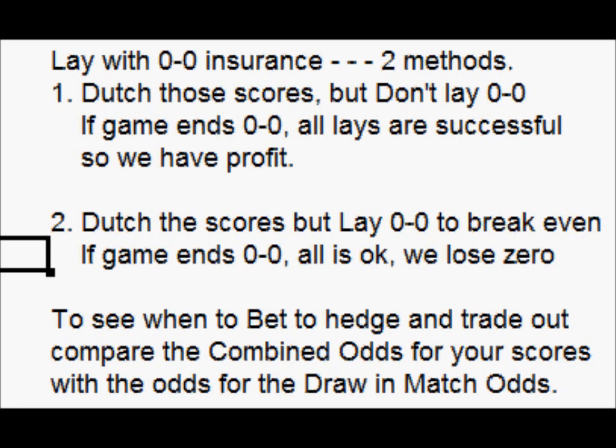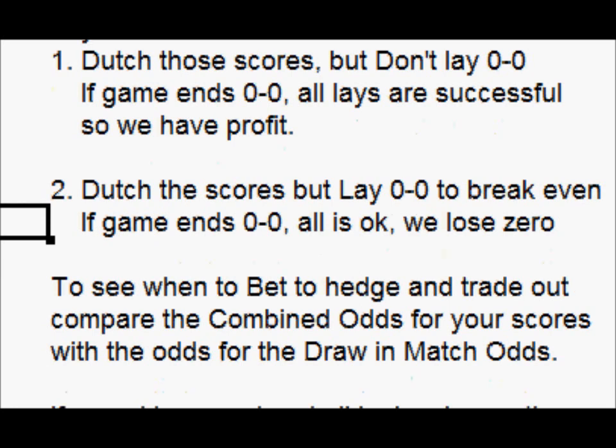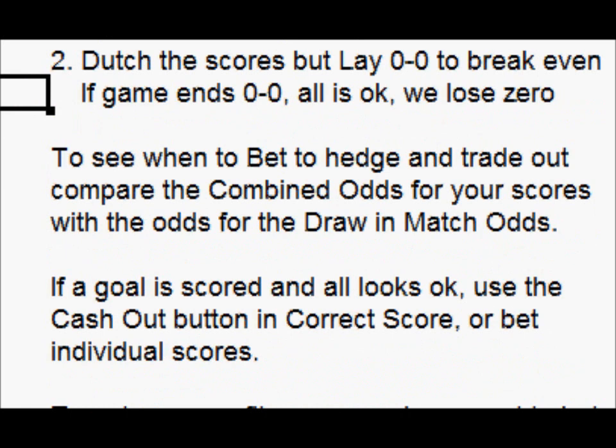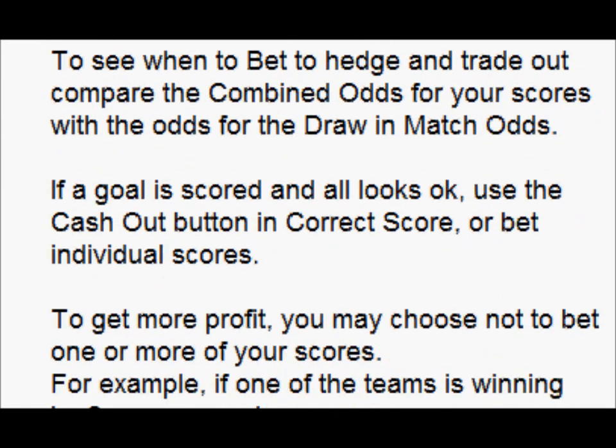Now if a goal is scored, you may be wondering how you can keep track of what to do next, whether it's a good time to get out or not. So to do that, compare the combined odds of your draw scores with what's happening in match odds. Now if a goal is scored and the odds go up in match odds, and it looks like you could normally get out okay, you will be able to hit your cash out button at incorrect score and equalise all your trade.